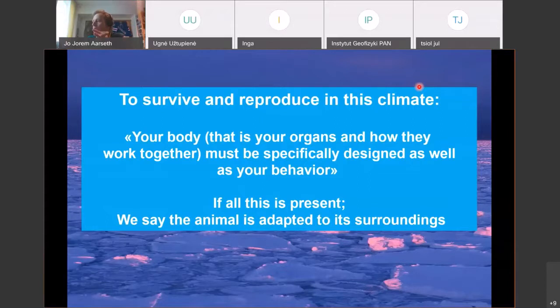And it doesn't, of course, mean only the Arctic. It's the same in the desert, in the Sahara Desert. You need to have a body that is designed to live there, and you need to have a behavior that is also designed to survive in that area. For a species to be successfully adapted to a climate or a geographical area, we say that it has to be able to reproduce there, unless it's just visiting the area.